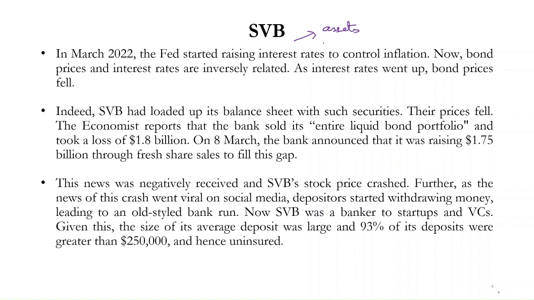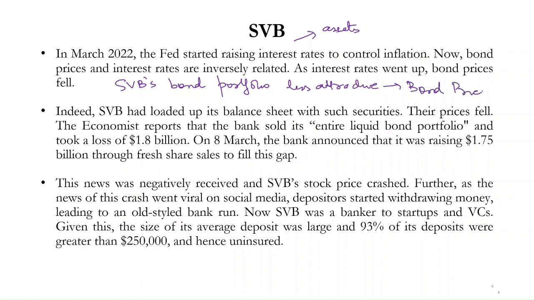So the newly issued bonds or assets would be giving a higher rate of interest, whereas the bonds that Silicon Valley Bank was holding were now giving a lower rate of interest as compared to other assets, and hence the SVB's bond portfolio would have become less attractive. So its bond prices fell.